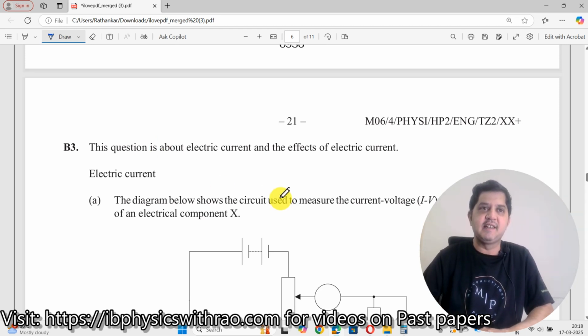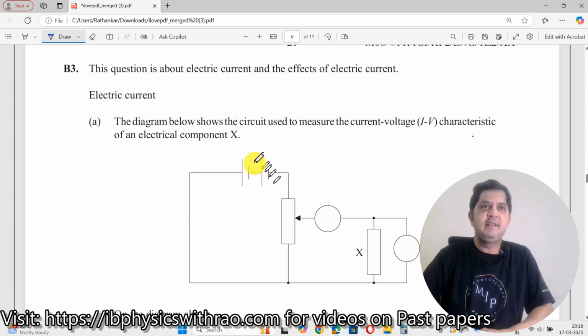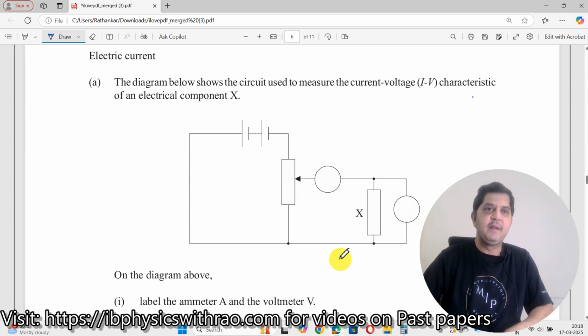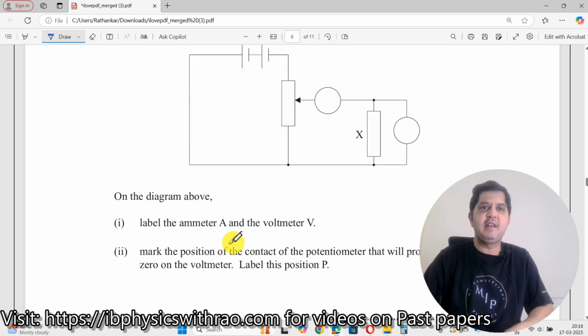Now let us understand this. The question states: the diagram below shows the circuit used to measure the IV characteristics of an electrical component X. On the diagram, label the ammeter A and the voltmeter B. The ammeter is connected here, and the voltmeter is connected here because the voltmeter should be in parallel to the X.